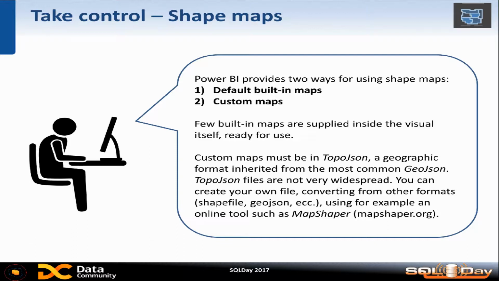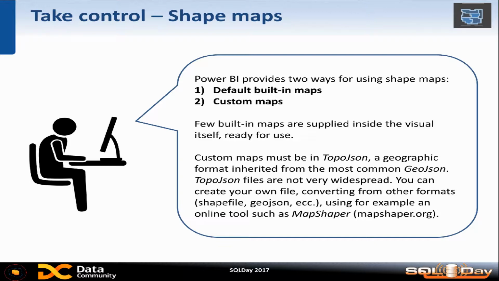How? For using shape maps in Power BI, your map must be in a format called TopoJSON. TopoJSON is a geographical format that comes from GeoJSON. GeoJSON is a common format for describing geographical features. TopoJSON is inherited from GeoJSON and is not common. It's difficult to find files in TopoJSON format. So you can use a shapefile and convert it into TopoJSON using many engines that you can find on the internet.